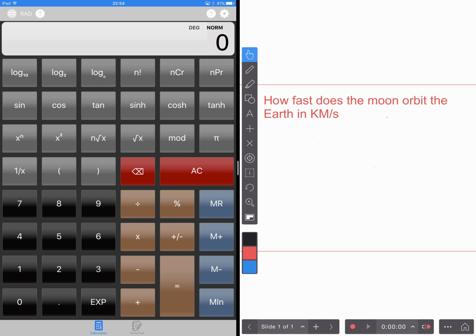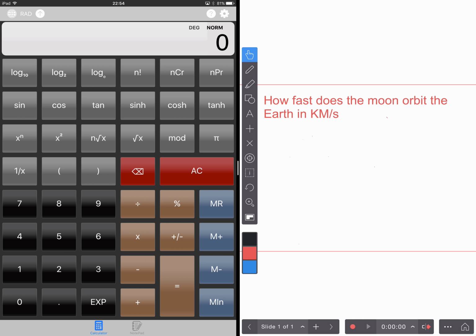Okay, so we're going to use what we've learned about calculating the circumference of a circle to try and work out how fast the moon orbits the Earth in kilometers per second. First things first, we need to make sure we've got some essential information.